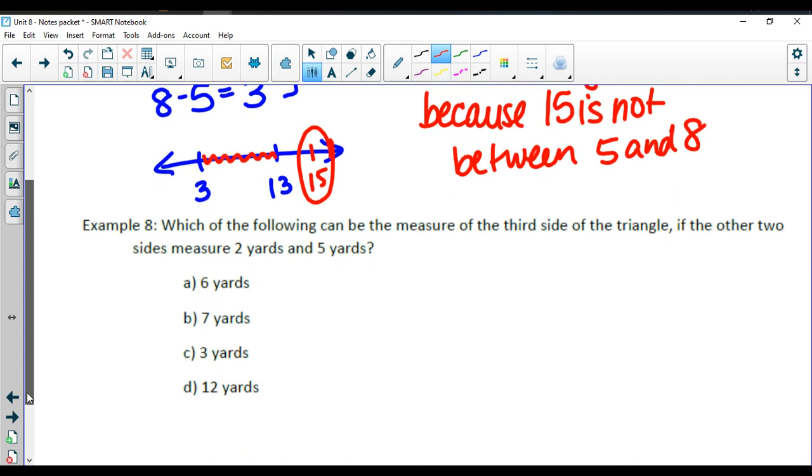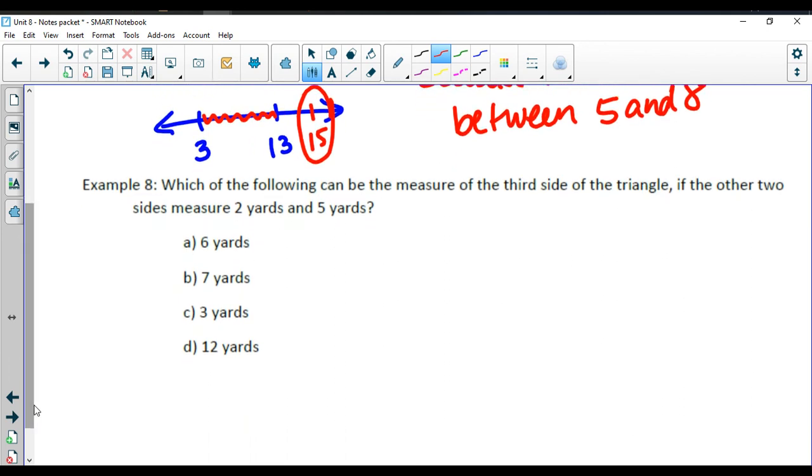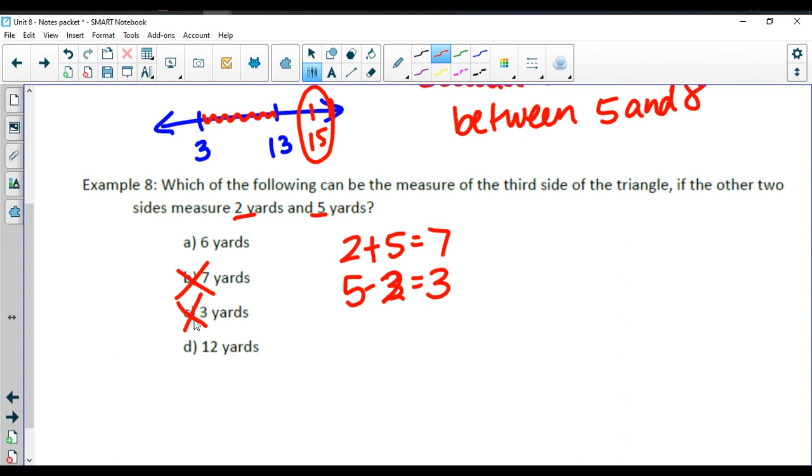For example number 8, which of the following can be the measure of the third side of the triangle if the other 2 sides are 2 and 5? You're going to add these 2 together, and subtract them, or 5 minus 2, which is going to give us 3. Our third side has to be somewhere between 3 and 7. It's not allowed to be 7. It's not allowed to be 3. Is 6 in between 3 and 7, or is 12 in between 3 and 7? 6 yards is the one that's in between, so 6 yards would allow this to actually be a triangle.